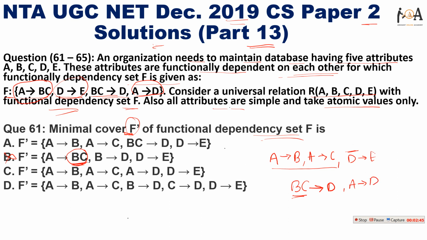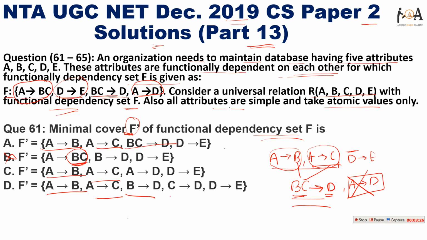Now we need to remove the redundant derivations. You can see here that A derives D is redundant. Why is it redundant? Because A is deriving B and A is deriving C, and on the basis of B and C we can derive D, so we need not write A derives D here, because it is itself clear from these dependencies. So the minimal cover would be A derives B, A derives C, then BC derives D.